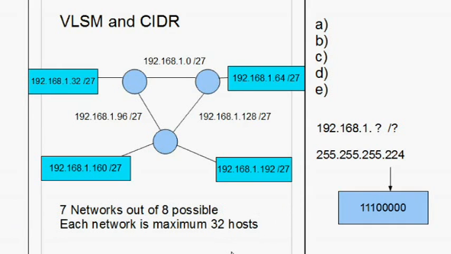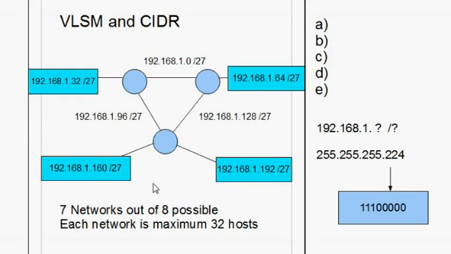But what if you need different size networks? What if you want this network to have 128 hosts? And then these networks in between the routers, these are just point-to-point links, directly connected from one router to the next. You only need 2 usable hosts to go in between these networks. You don't need 32 host addresses. This network over here, let's say you want 32 hosts. This network, you also want 32 hosts. But this network over here, you've only got 10 computers, so you only need 16 hosts.